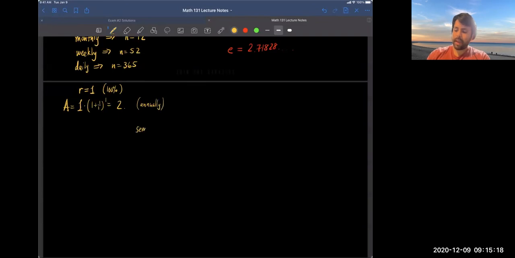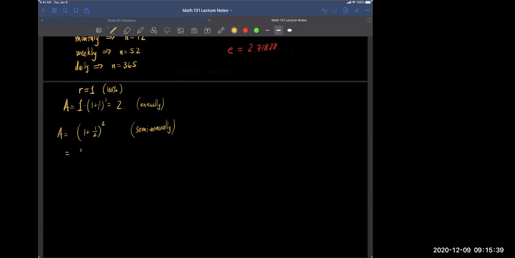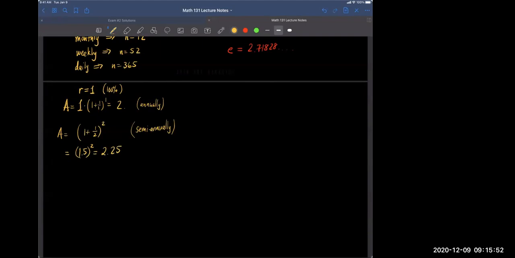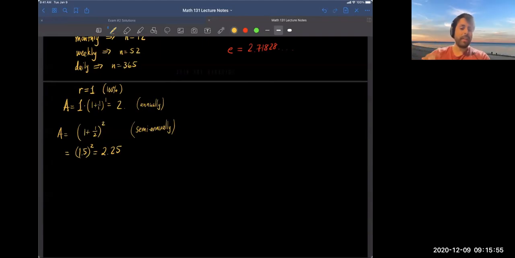But what if I want to do it semi-annually? What would be my new accumulated value? So 1 plus 1/2, squared. What is it? What's 1.5 squared? $2 and 25 cents. So that's if my interest is compounded semi-annually.